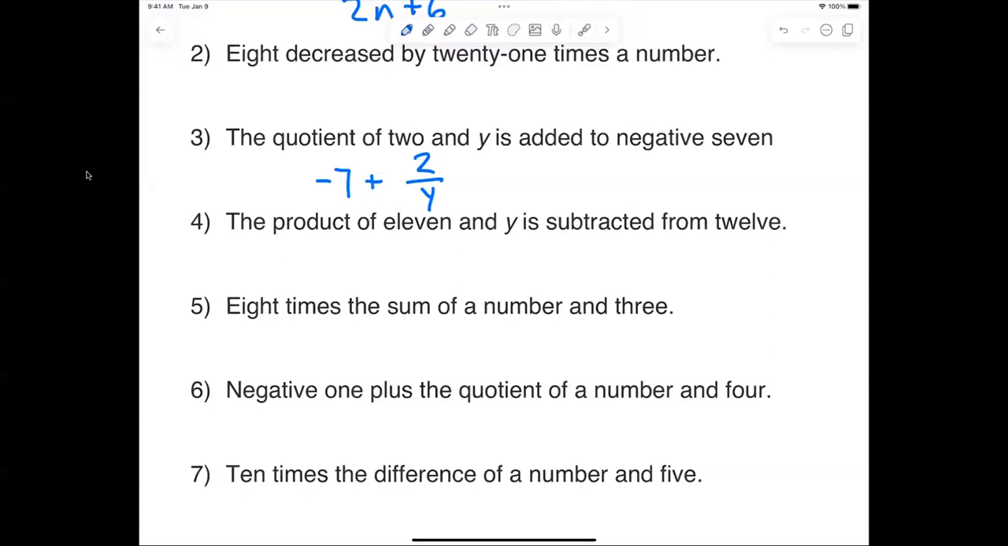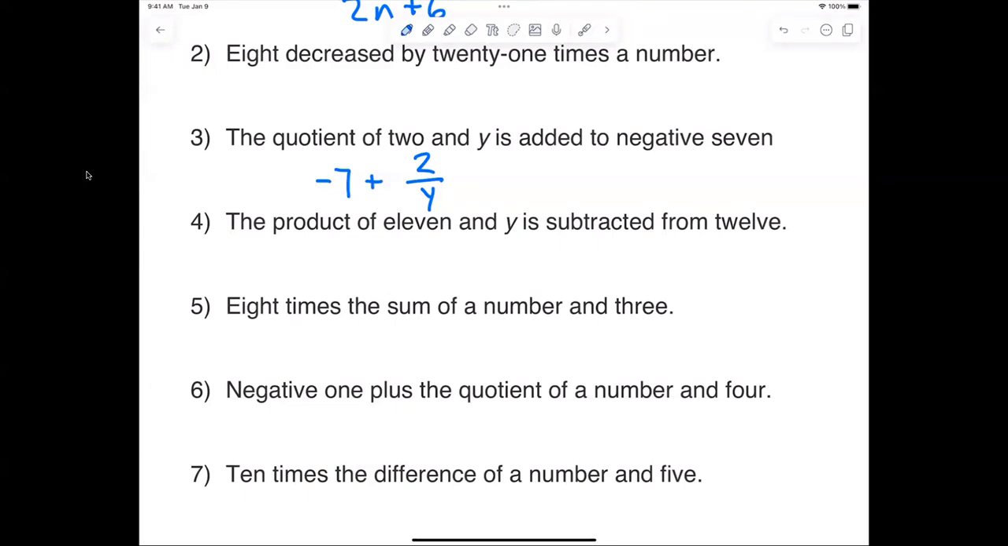What? It wouldn't be 2 divided by y plus 7. It doesn't say like. If I said 3 is being added to 4, what's being added, the 3 or the 4? That's why it's 4 plus 3. It's the same situation. What is being added? The quotient is what's being added.